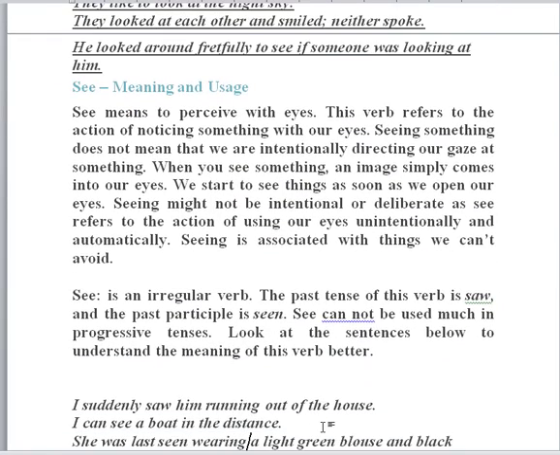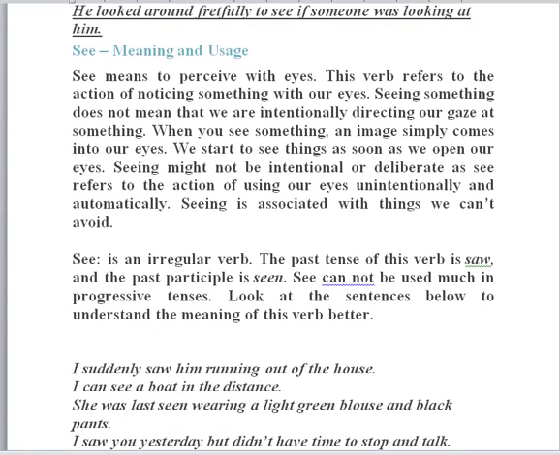And then we have see, meaning and usage. See means to perceive with eyes. This verb refers to the action of noting something with our eyes. Seeing something does not mean that we are intentionally directing our gaze. When you see something, an image simply comes into our eyes. We start to see things as soon as we open our eyes.